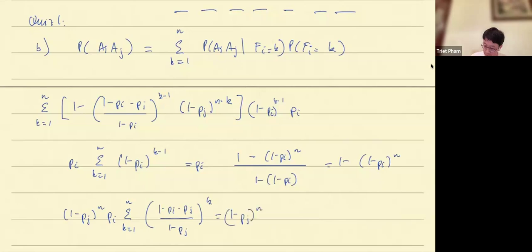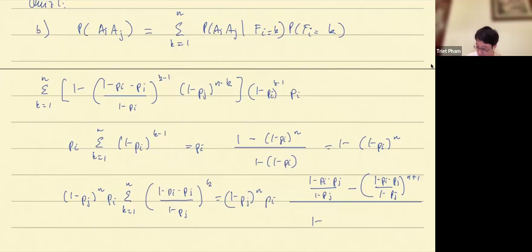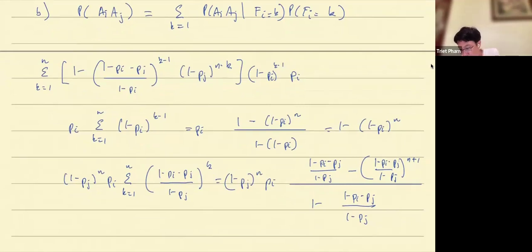So again, geometric sum. First term here is when k equals 1. So it will be 1 minus pi minus pj over 1 minus pj, minus the next term after the last, which is when k equals n, and after that, so that's 1 minus pi minus pj, 1 minus pj raised to the n plus 1. Divided by 1 minus the ratio, which is 1 minus 1 minus pi minus pj over 1 minus pj. All right, any question?